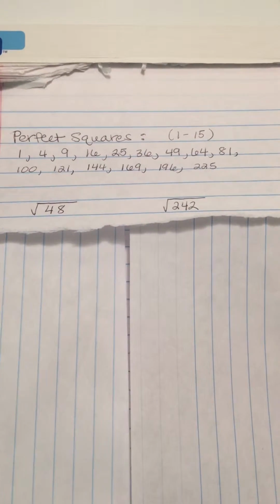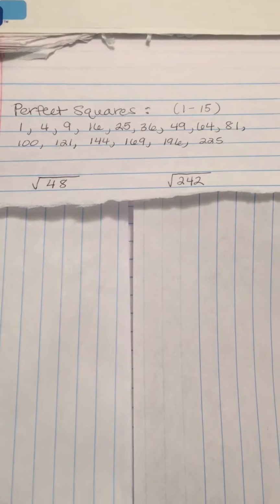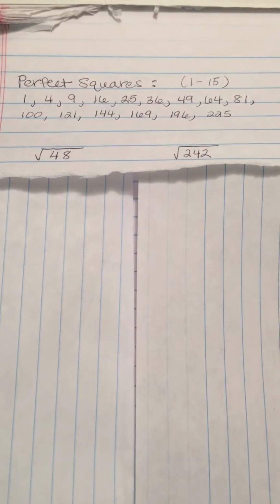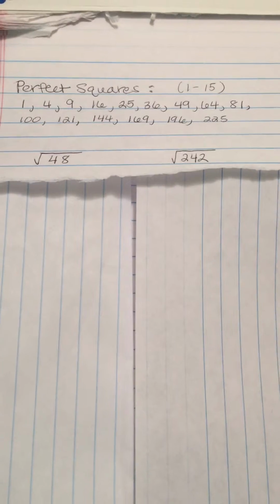This is a brief tutorial about how to simplify a radical expression when the radicand, and again that's the number under the radical symbol, is not a perfect square, but it does have a perfect square factor. Alright, so let's start with the square root of 48.